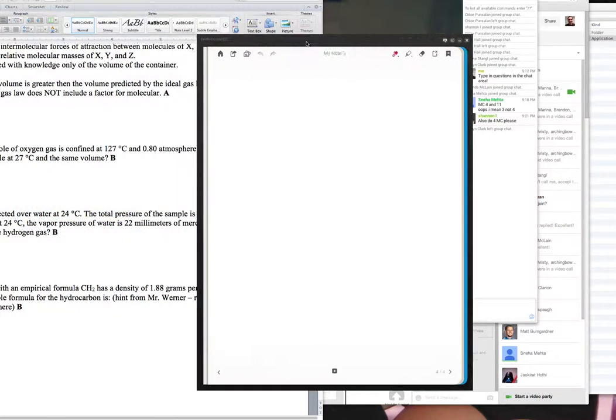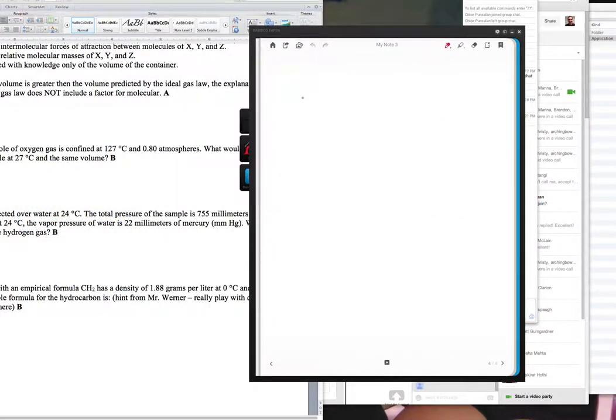So, let's write down the things that we know. This is obviously a combined gas law, right? P1 V1 over T1 equals P2 V2 over T2. So the volume is the same, so it's P1 over T1 equals P2 over T2. We're looking for P2, right? So P2 is equal to P1 T2 over T1.